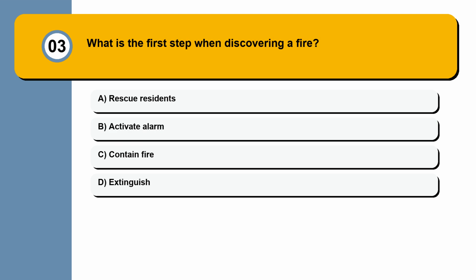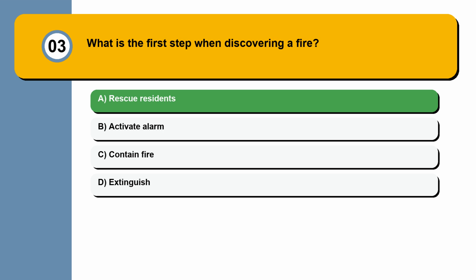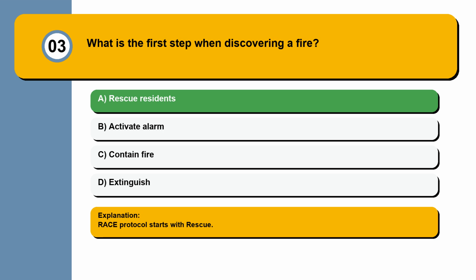Question 3. What is the first step when discovering a fire? Rescue residents. Activate alarm. Contain fire. Extinguish. RACE protocol starts with rescue.